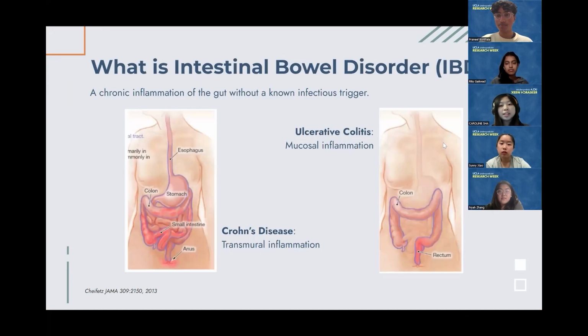Yeah, so what is IBD? IBD is a chronic inflammation of the gut that doesn't have a known infectious trigger, which means it doesn't have a specific pathogen that causes it. There are actually two types of IBD.